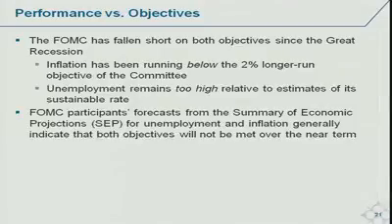The FOMC has fallen short on both objectives of the dual mandate since the Great Recession. So let me talk a little bit about past and current. Inflation has typically been running below the 2% longer run objective of the committee, and unemployment remains too high relative to estimates of the sustainable rate.